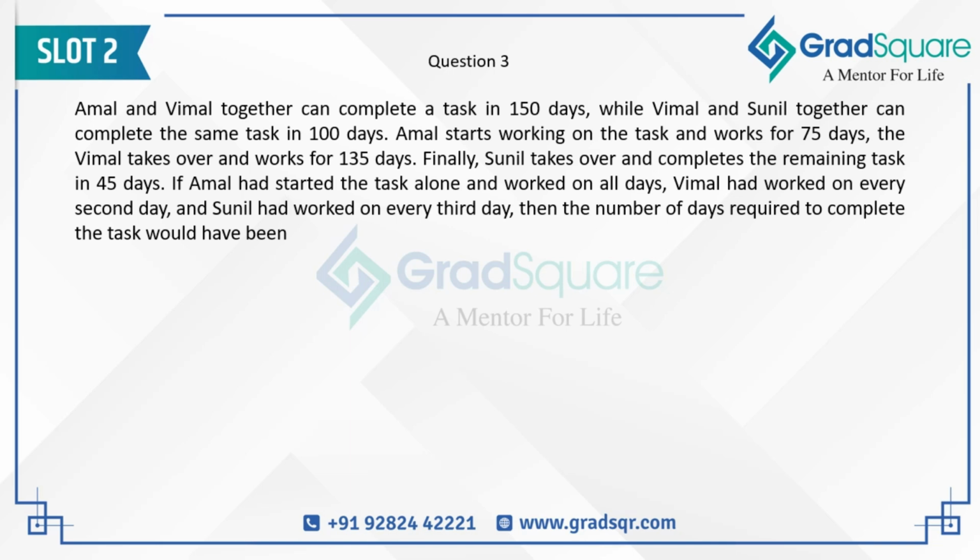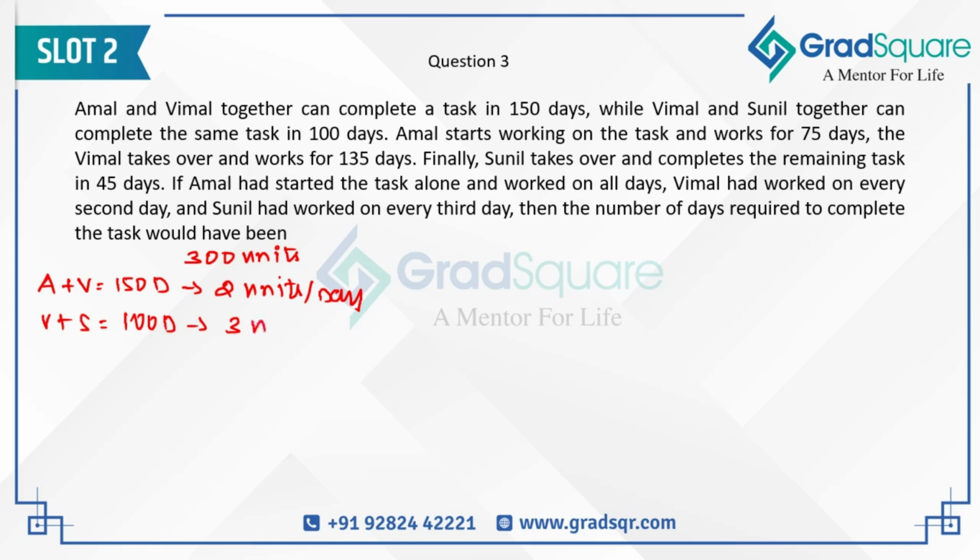is my question. So the task is completed by Amal and Vimal in 150 days. And the same work is done by Vimal and Sunil together in 100 days. So let me quantify the work. I'm going to take the total work as 300 units because it gets easily cancelled by 150 and 100. You can also keep it as 600. The answer is not going to change. And that makes the per day efficiency of Amal and Vimal together 2 units per day, 300 by 150. Similarly, 300 by 100 will be 3 units per day.